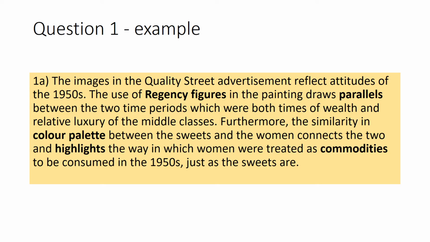The images in the Quality Street advertisement reflect attitudes of the 1950s. The use of Regency figures in the painting draws parallels between the two time periods, which were both times of wealth and relative luxury of the middle classes. Furthermore, the similarity in colour palette between the sweets and the women connects the two and highlights the way in which women were treated as commodities to be consumed in the 1950s, just as the sweets are.